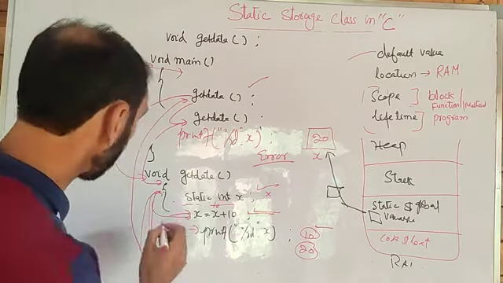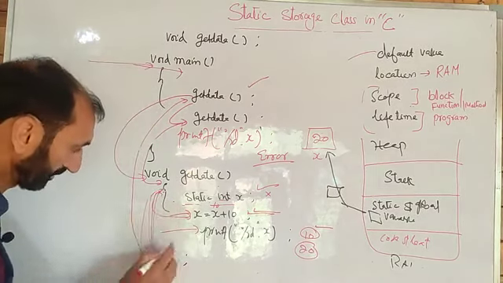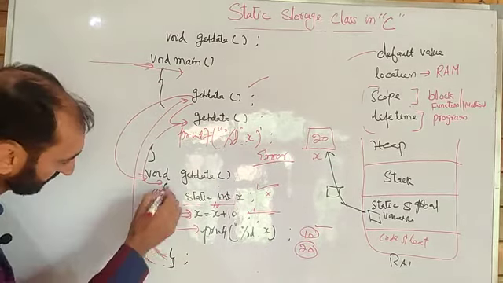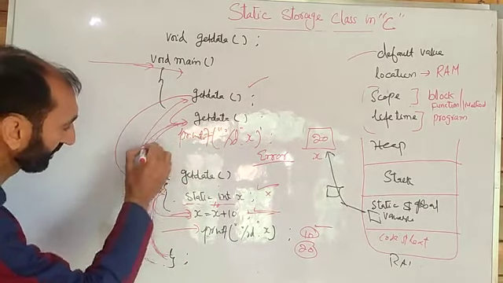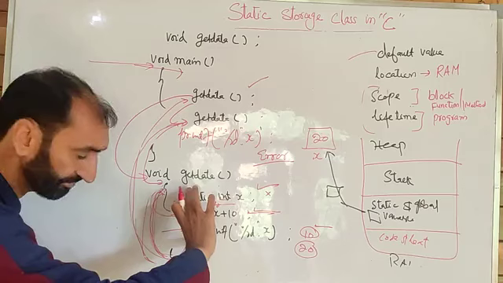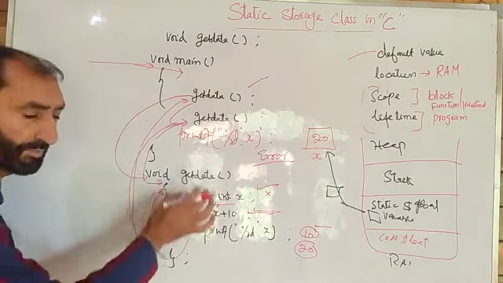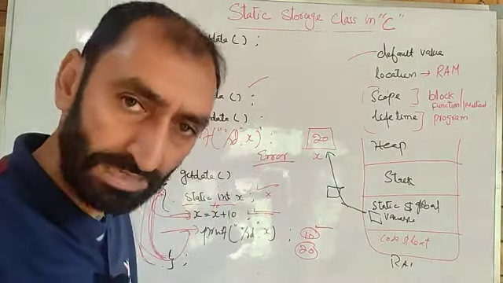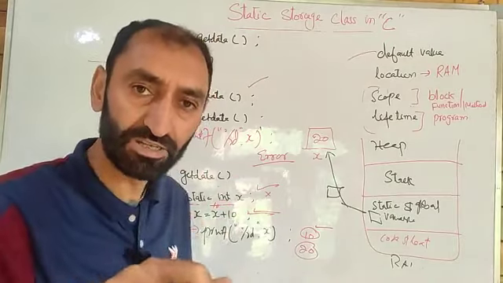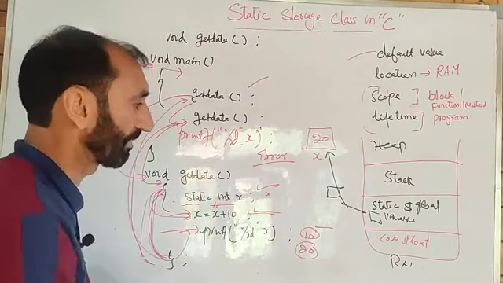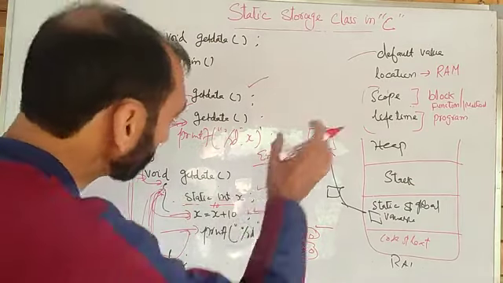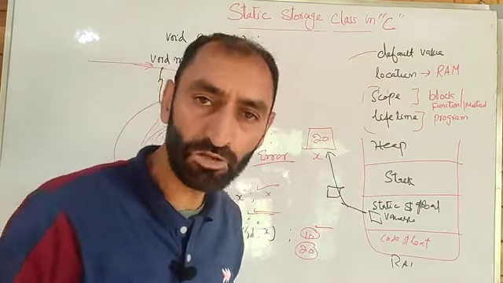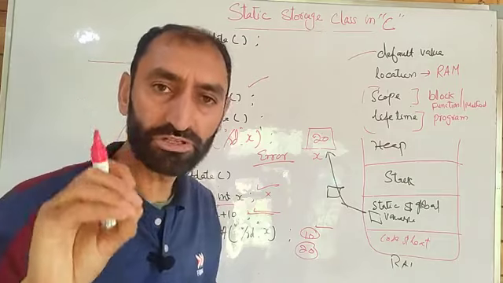That means after exiting from this function, get data, we cannot access this x. It is local to this get data function. We cannot access it from any other function because the scope of the static variable is only within that block or within that function where it has been declared, but its lifetime is throughout the program. Now I hope that you understood the lifetime, location, scope, and the default value of the variable whose storage class is static.